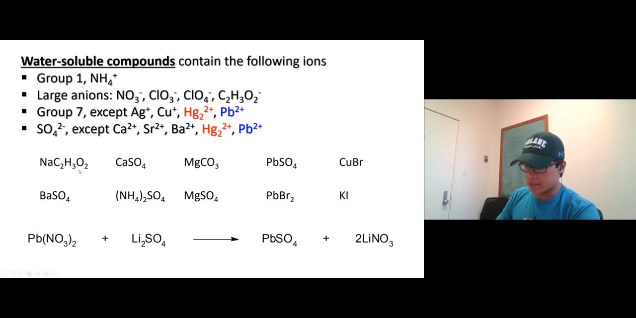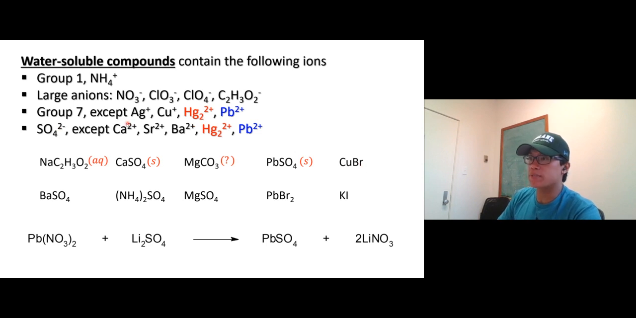All right, one more time. Sodium acetate: sodium soluble, acetate soluble. Calcium sulfate. Look back: sulfate is usually soluble in water except calcium, strontium, barium, mercury, lead. So insoluble in water. Magnesium carbonate. Soluble? No, we don't know, I haven't talked about it yet. Lead sulfate. Sulfate is usually soluble in water except calcium, strontium, barium, mercury, lead. There we go, so insoluble. Watch out for mercury and lead. Usually these are problematic.